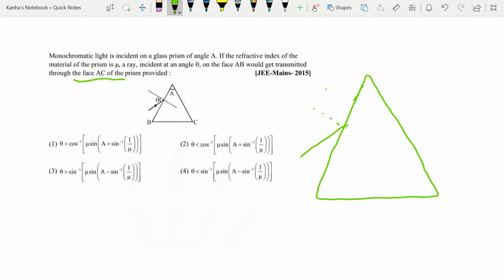If you can recall the prism here, you had an angle of incidence. Let's say this was a normal there. You had an angle of incidence. After refraction, this was your angle, let's say R1. Then you had another angle, let's say R2.